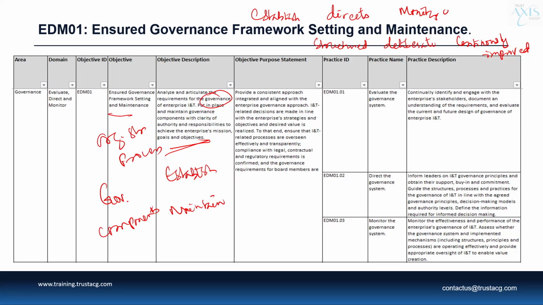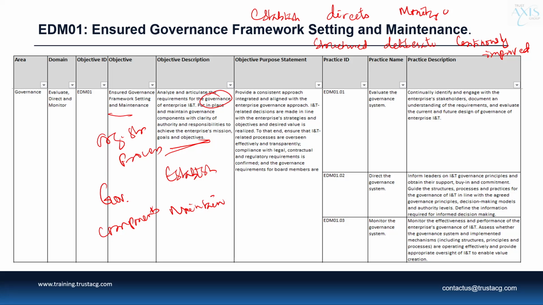expectations, right, are clearly defined and maintained with appropriate authority and accountability assigned to them. Okay. So this ensures that your governance system basically supports the organization's mission, goals, and objectives, right?